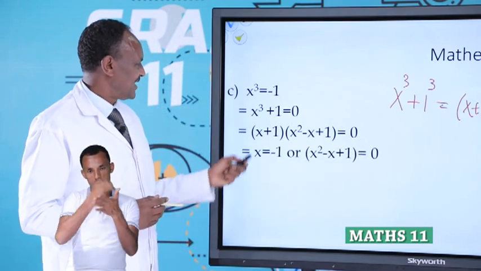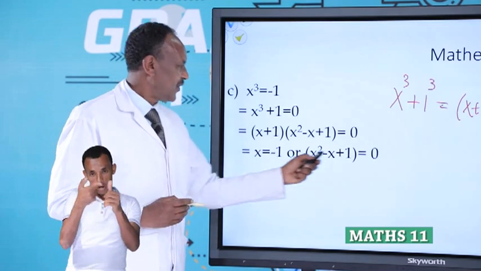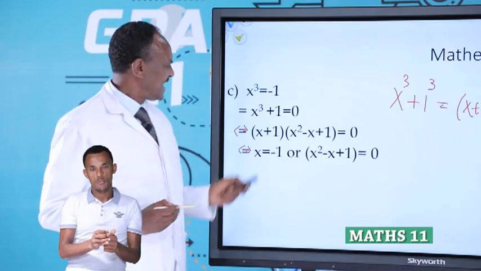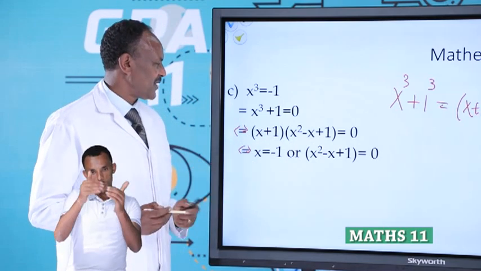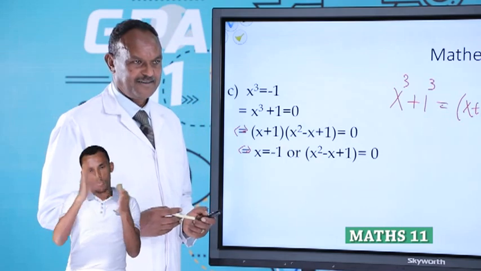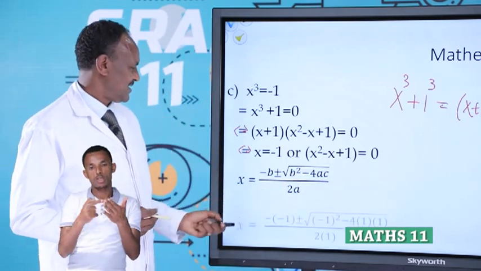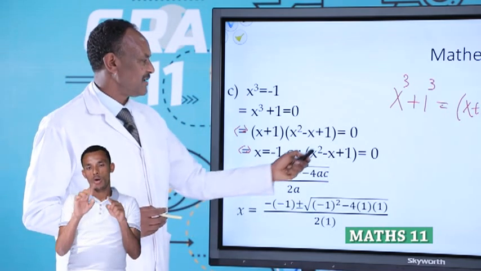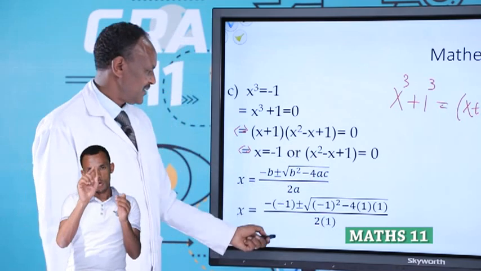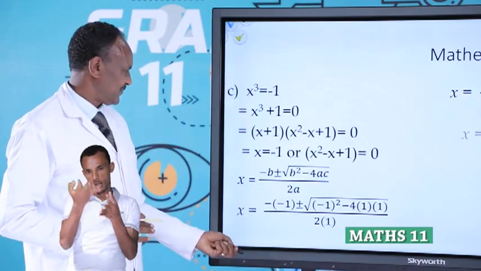Then go further. x plus 1 times this one is equal to 0 means either the first one or the second one is equal to 0. Then x plus 1 is equal to 0 means x is equal to negative 1. But you have got here a quadratic equation. So find the solution for this one using the quadratic formula. When I use a equal to 1, b negative 1, c equal to 1, you will have the following result.